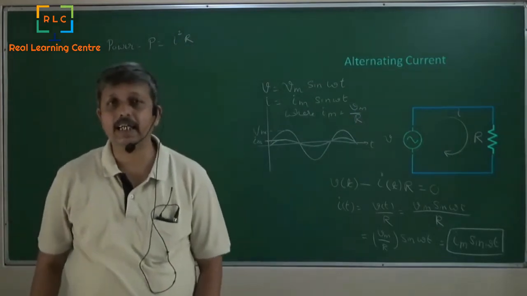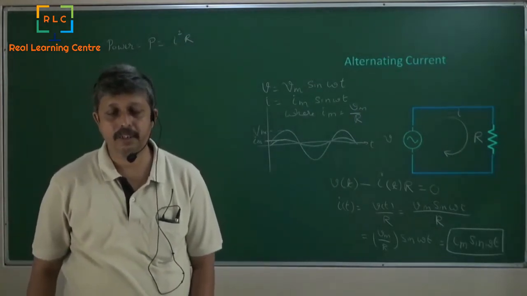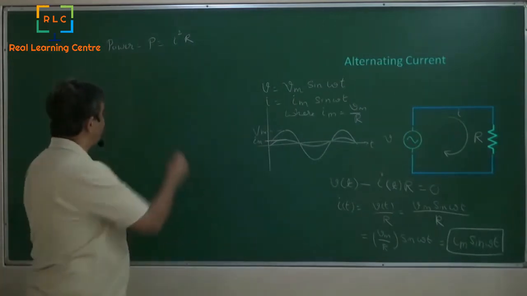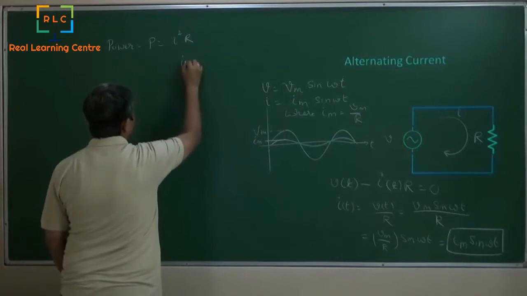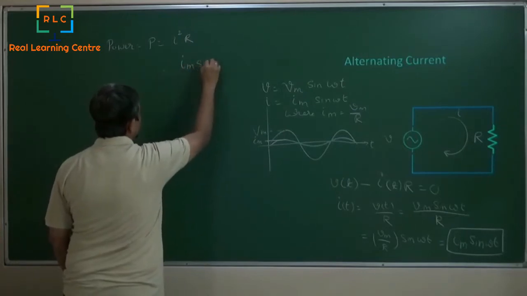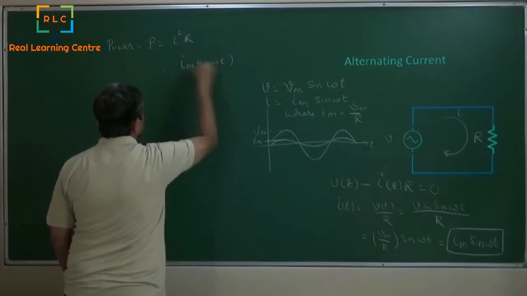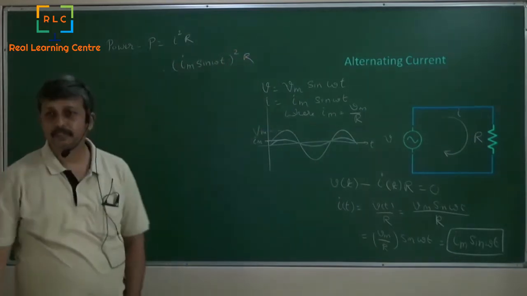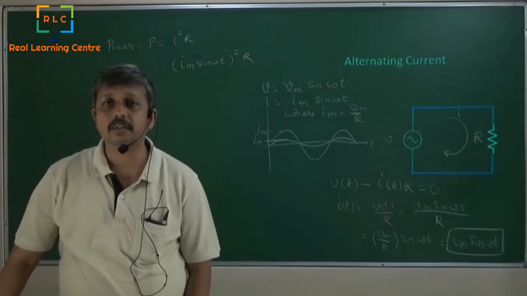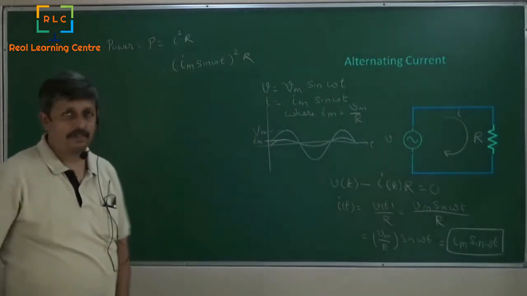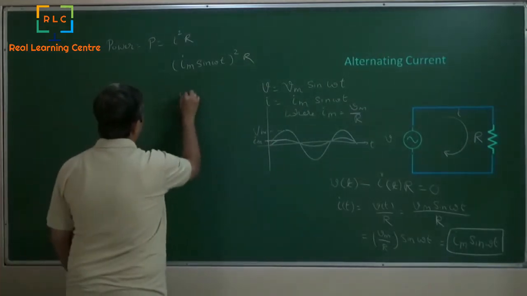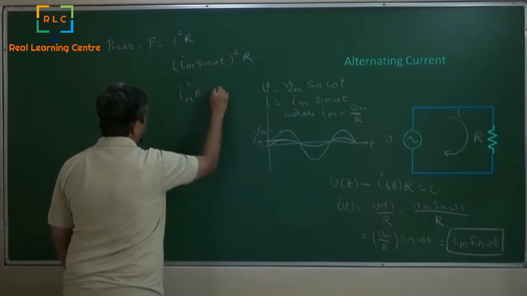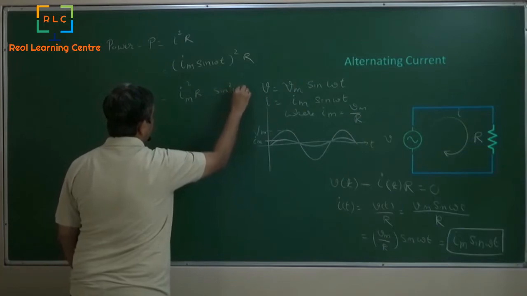In this case, I is nothing but Im sin omega t. Okay, so we will write it as (Im sin omega t) whole square into R. So this can be written as Im square into R into sine square omega t.